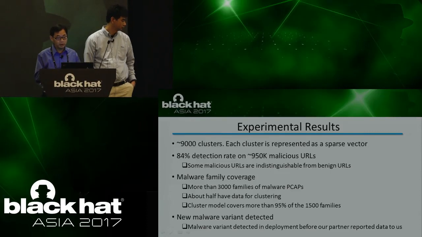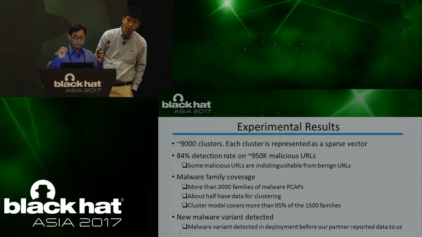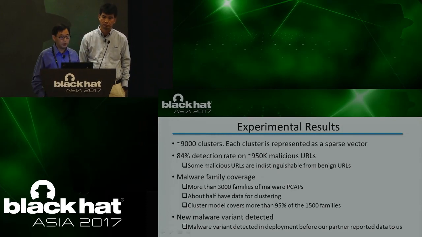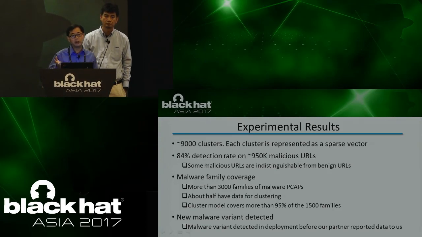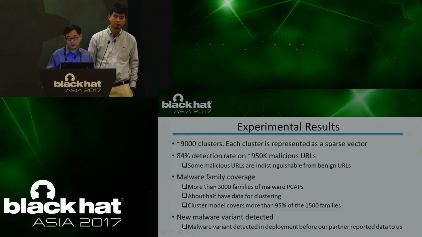Our result is pretty good. For the 9,000 clusters, we can achieve an 84% detection rate on a total of close to 1 million malicious URLs. We couldn't do 100% because some connections look exactly like normal ones, and we cannot tell the difference. The malware family coverage is not that good, but since HTTP has to be within that family, we cover about 90% of the 1,500 families which have these HTTP connections.